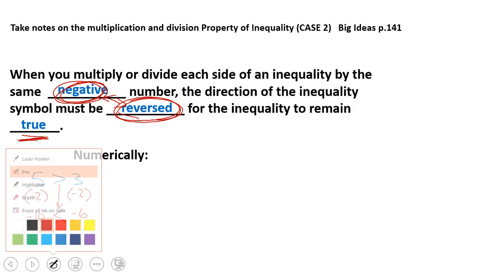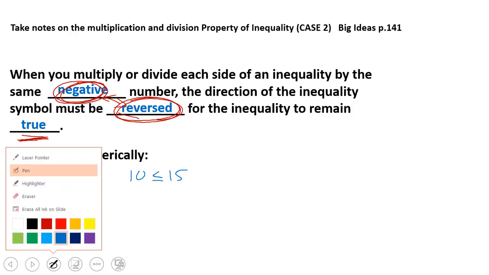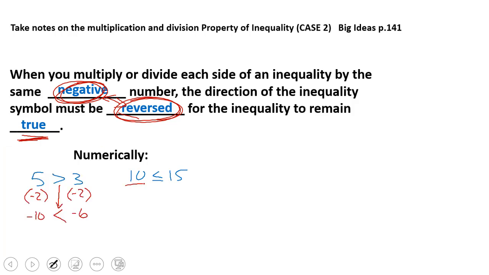And the same holds true when we divide. If I have 10 is less than or equal to 15, which in fact it is, and I divide both sides by a negative 5, I would have negative 2 and negative 3. Again, that inequality cannot just be true. I have to reverse it to say negative 2 is greater than or equal to negative 3, because that is a true statement.